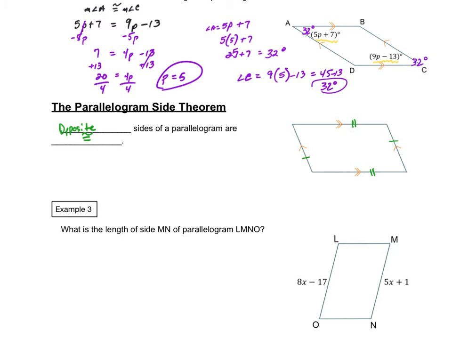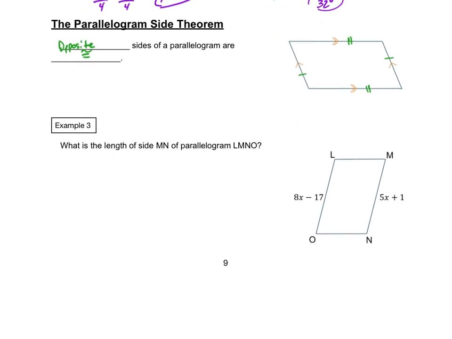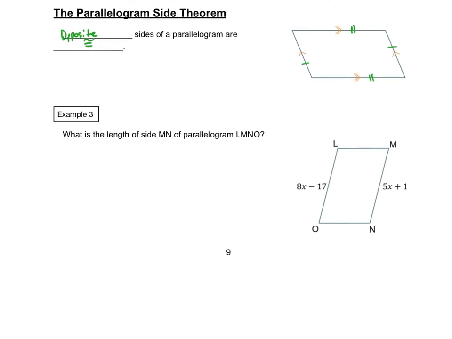If we look here at example number 3, what is the length of MN of the parallelogram LMNO? So they're asking me, what is this length right here? What is the measurement of that? And right now I don't know the measurement because they've given me a polynomial, 5x plus 1, but I can solve for that x because we were just told that this side is congruent to this side.